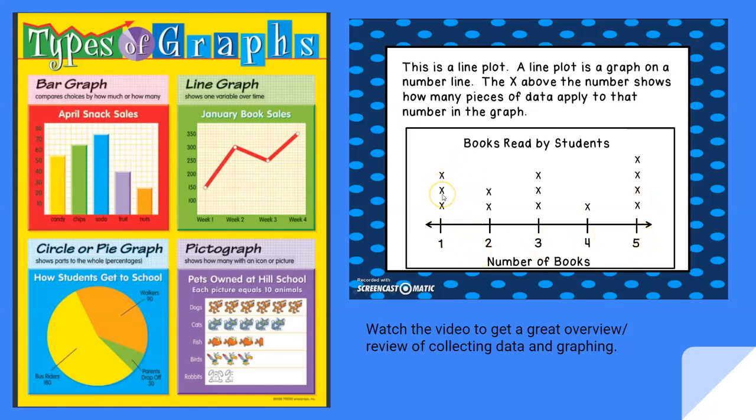Each one of these X's stands for a student. So if we're looking at the graph about the number of books that students read, you can see that there were 3 students who read 1 book. There were 2 students who read 2 books. There were 3 students that read 3 books. 1 student read 4 books, and then this is a very literary class. We have 4 students who read 5 books. There's lots of different things that we can do with this information, but for right now, that's what we want to focus on. So this is a line plot, and it helps us to record information on a number line.